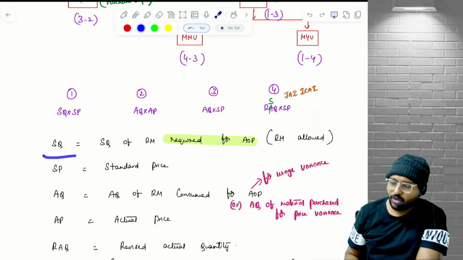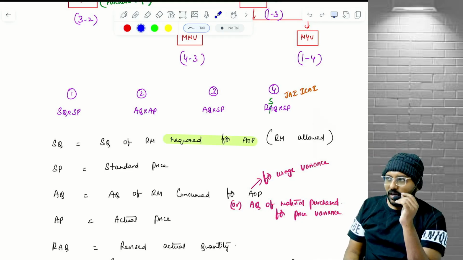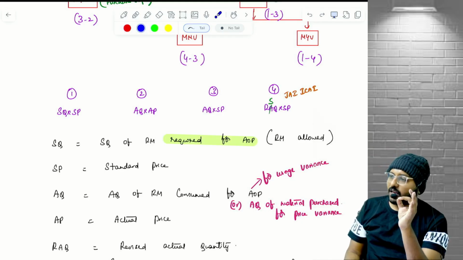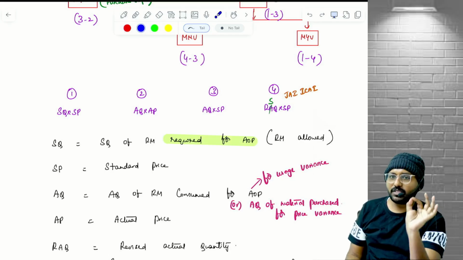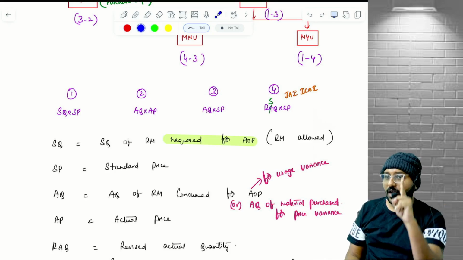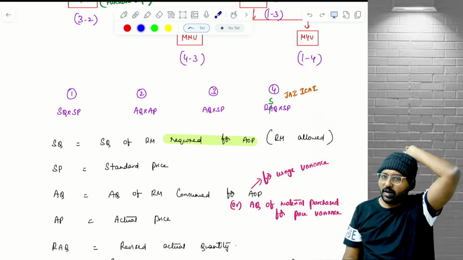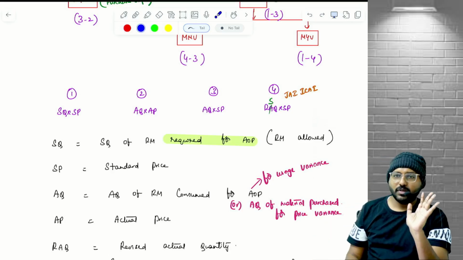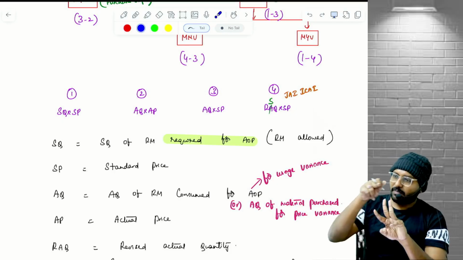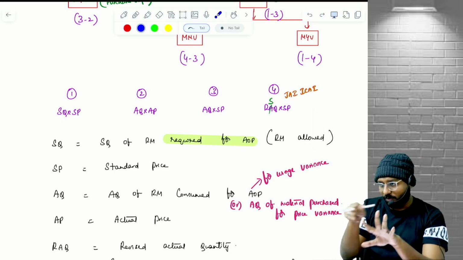So tell me, SQ means what? Standard quantity of raw material required for actual output of finished goods. That's the actual meaning. In other words, raw material allowed. Raw material planned is budget. Raw material allowed is standard. Raw material actually consumed is actual. There are 3 variations here: what I plan initially, what I allow, and what you actually do.